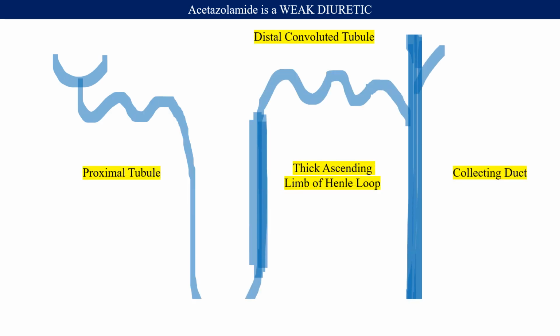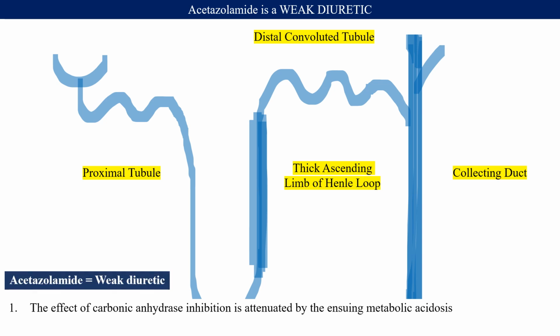As it turns out, acetazolamide is a weak diuretic. Number one, the effect of carbonic anhydrase inhibition is attenuated by the ensuing metabolic acidosis. What this means is, with the continuing bicarbonate loss into the urine caused by acetazolamide, the plasma bicarbonate level slowly decreases. As a result, there will be less bicarbonate filtered, thus less sodium bicarbonate that can be lost into the urine.